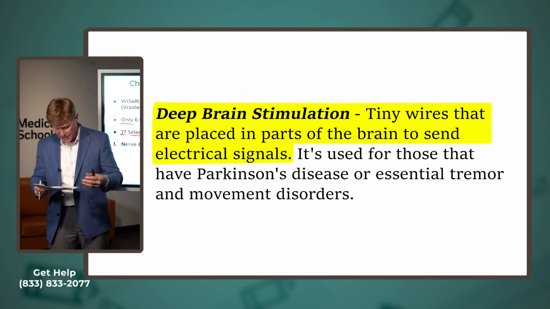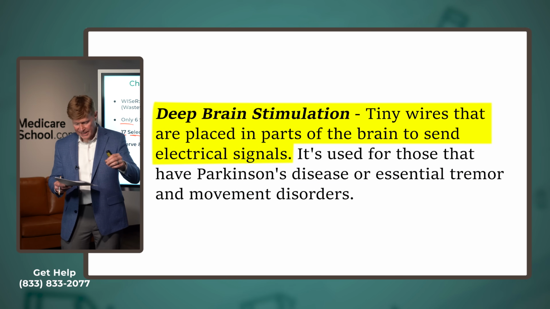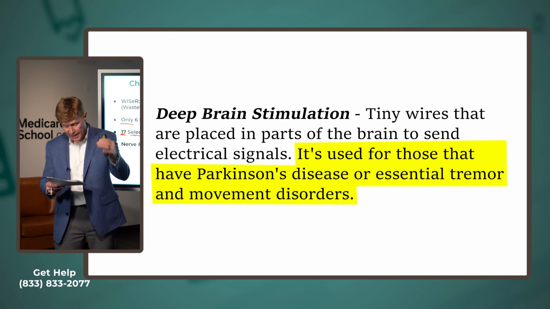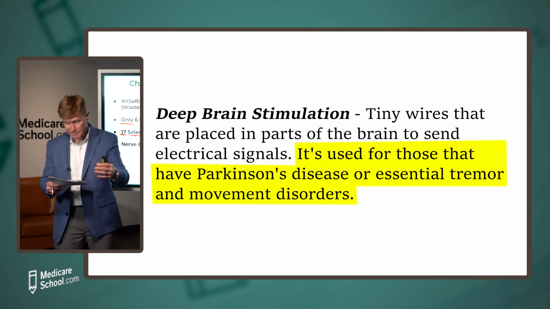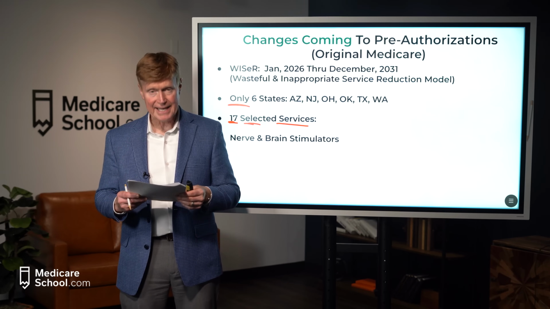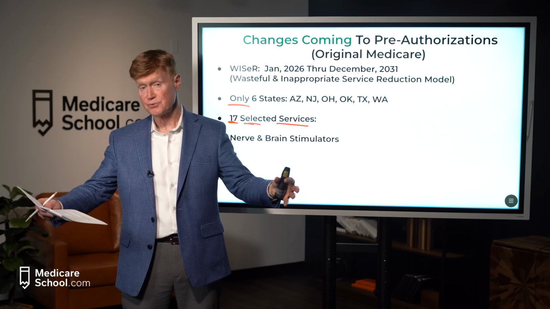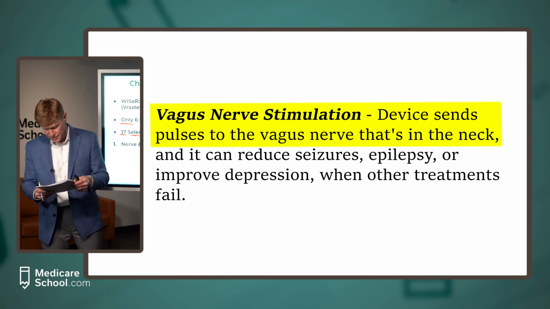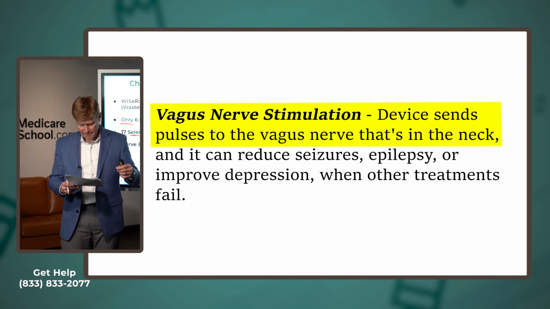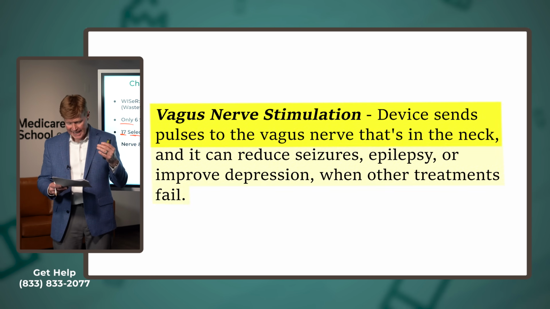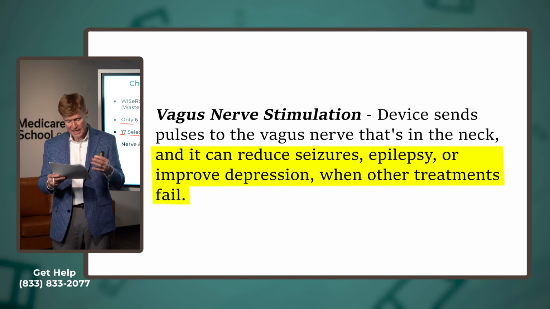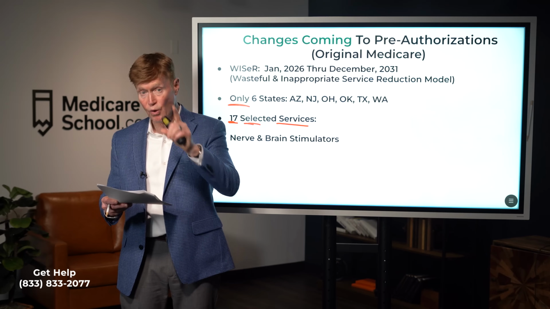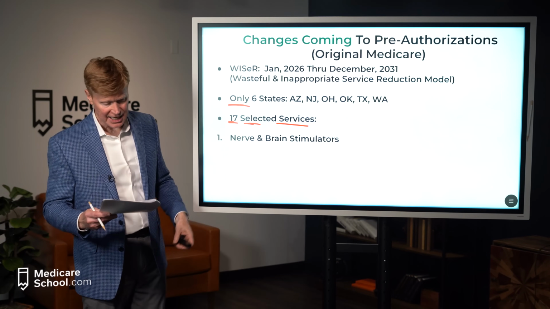Deep brain stimulation. These are tiny wires that are placed in parts of the brain to send electrical signals. It's used for those that have Parkinson's disease or essential tremor and movement disorders. And they do this whenever medications no longer help. They try the stimulation. There's one more: the vagus nerve stimulation. This device sends pulses to the vagus nerve in the neck, and it can reduce seizures, epilepsy, or improve depression when other treatments fail. So that's one aspect of these 17, those particular 5.